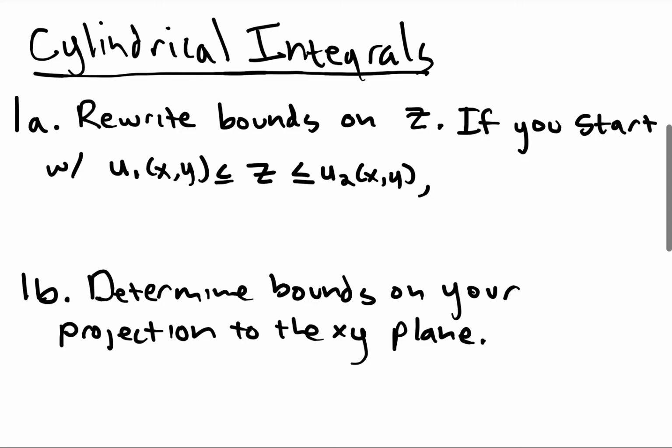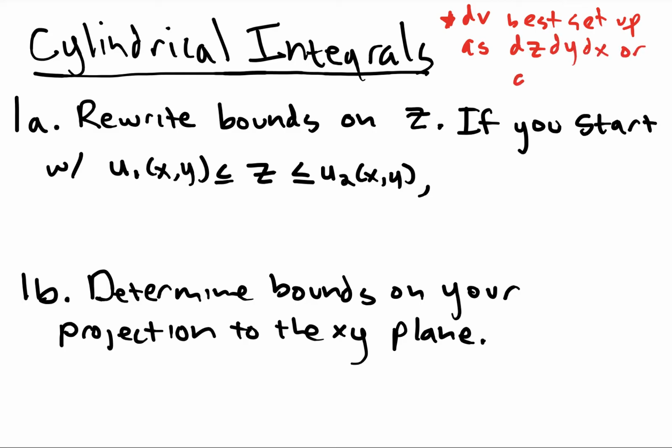Since I have these cylindrical integrals, first off, I am going to make the assumption that my dv is best set up as either dz dy dx or dz dx dy. And one of the things that's going to do is if you set up your integral in one of these manners, it means that z is the variable that is stuck between two surfaces. So that means we probably have this set up here, right?